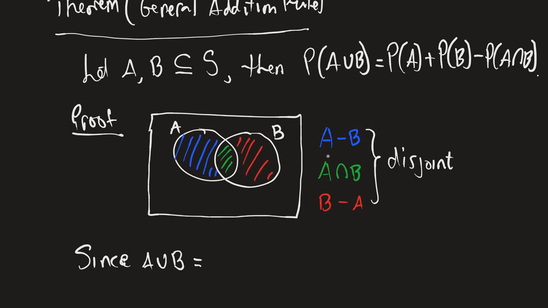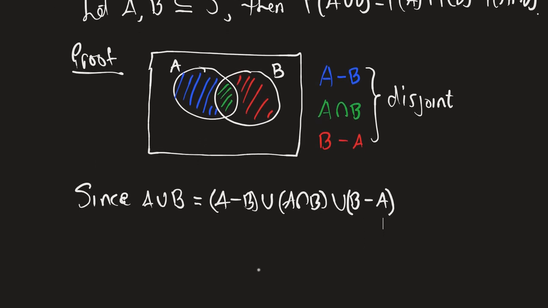Well, it's all the elements that are just in A, all the elements that are in both, and then all the elements that are just in B, or B only, and you take the union of all of those, right? Again, that's another way we can write the union.